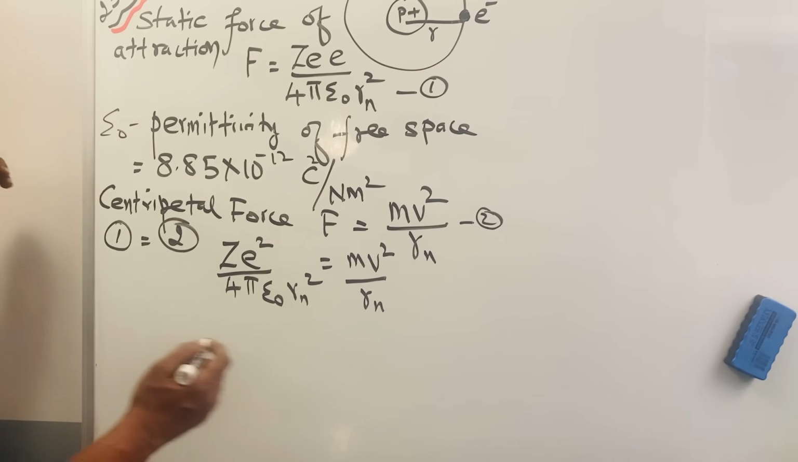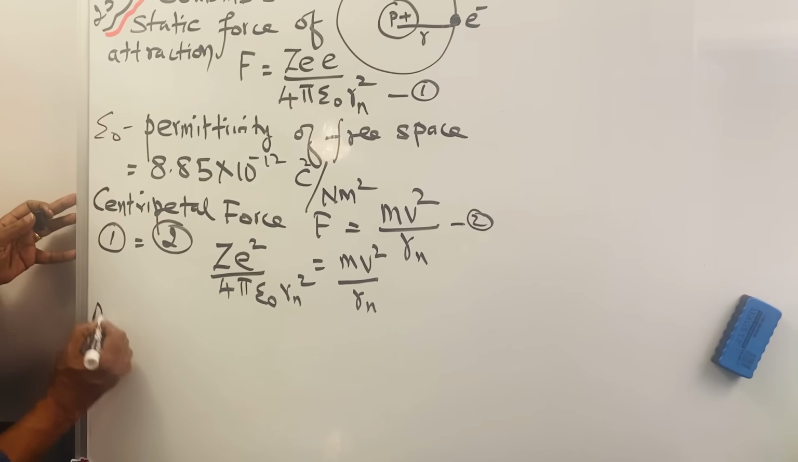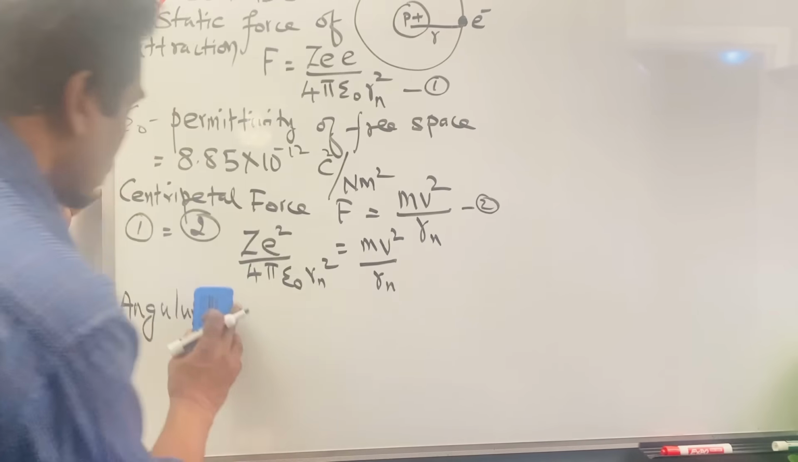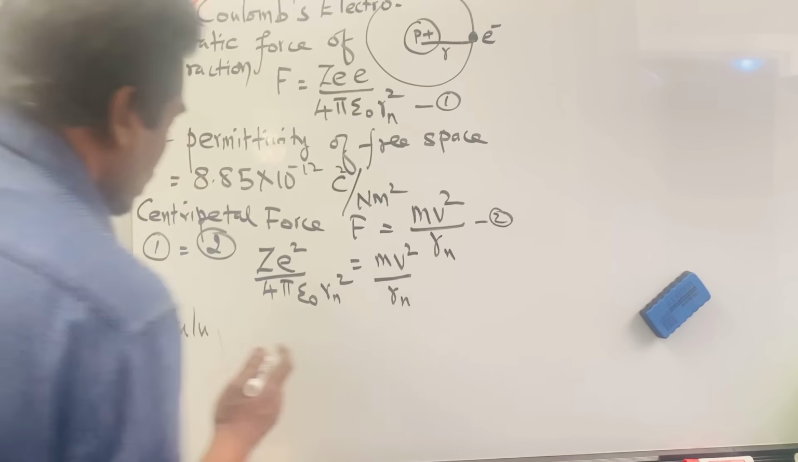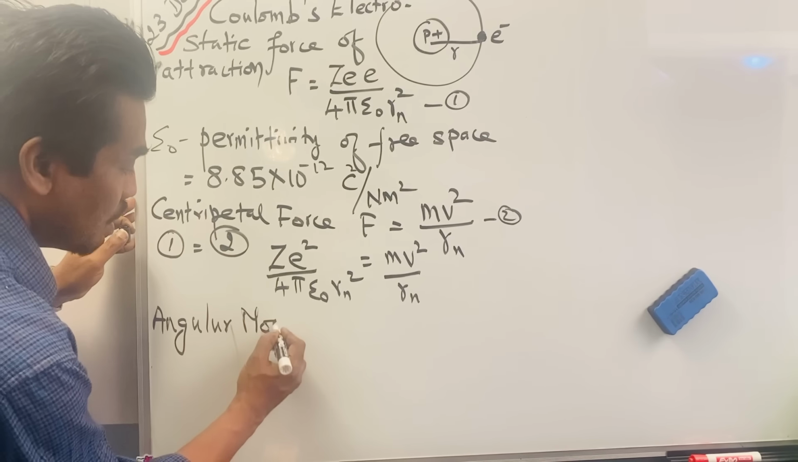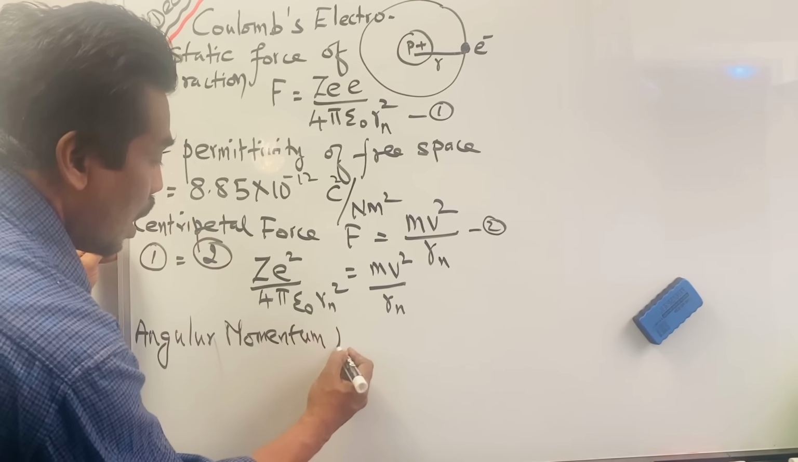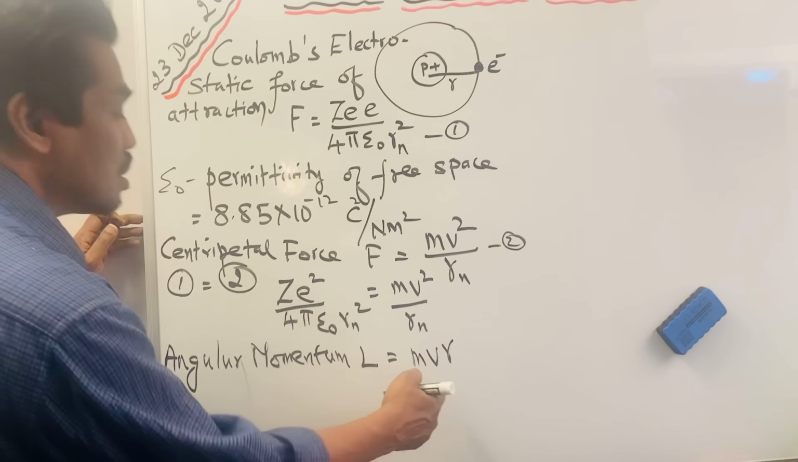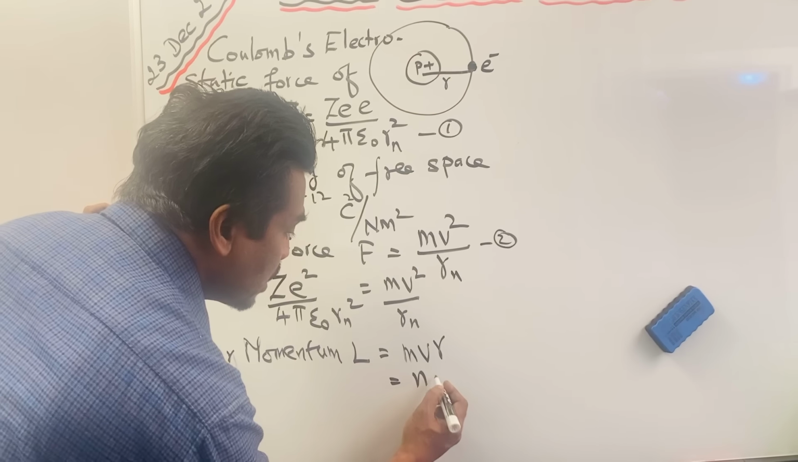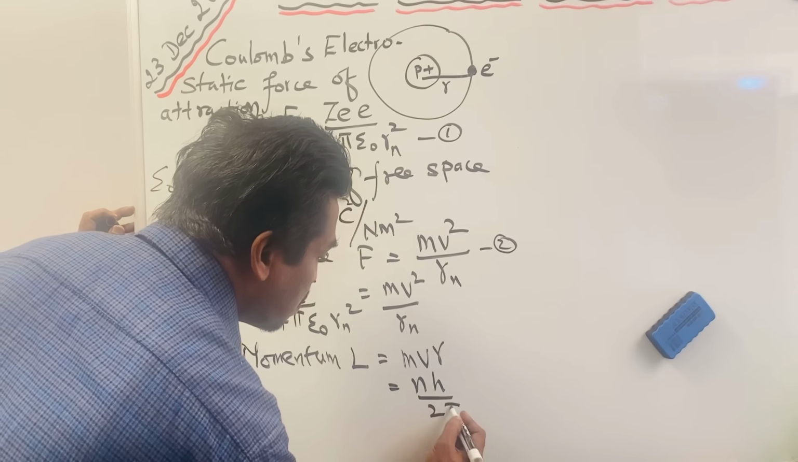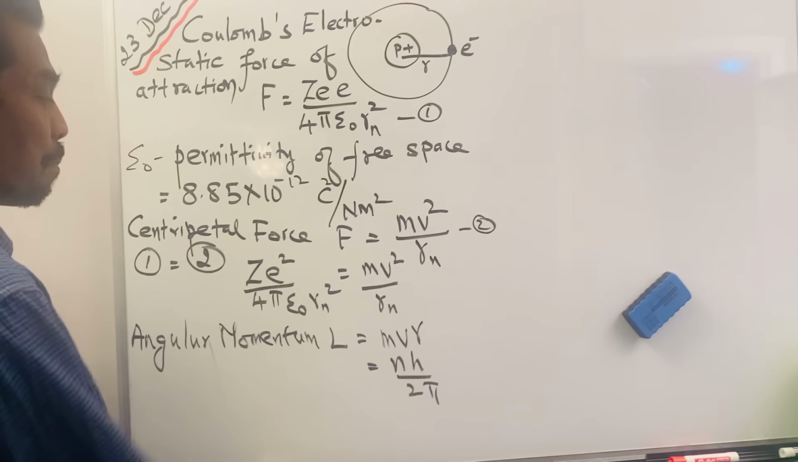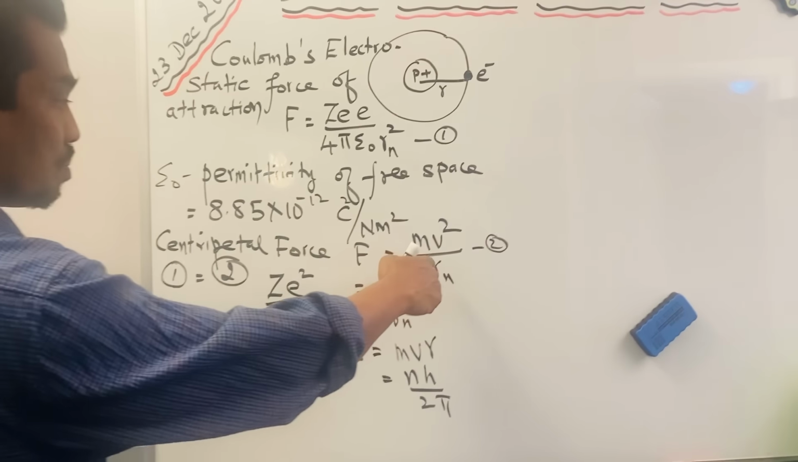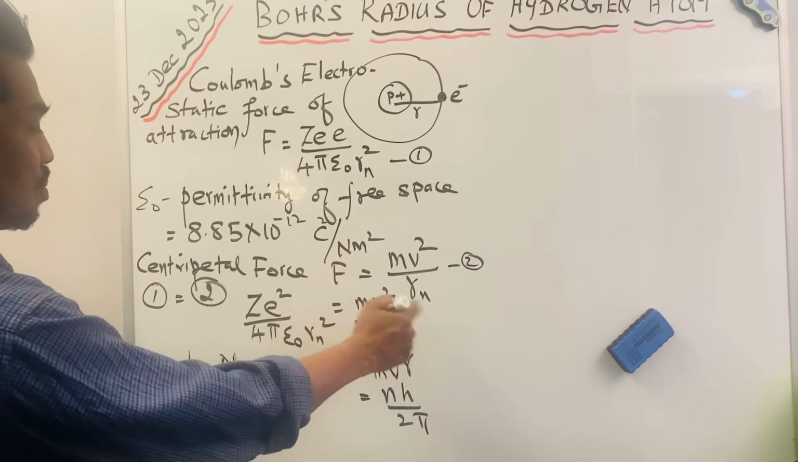Based on his postulate, he introduced angular momentum. Because the electrons are rotating, there will be an angular momentum. The angular momentum L is equal to m v r. This m v r will be equal to n h over 2 pi, where n is the number of the orbit and h is Planck's constant. I will discuss this separately. Now we must know how to remove this v.